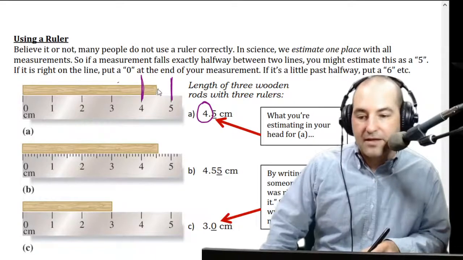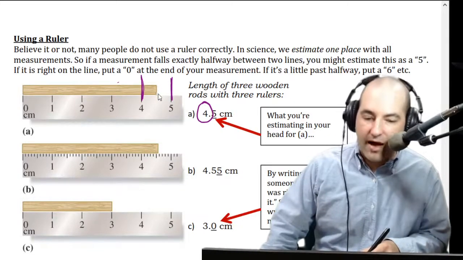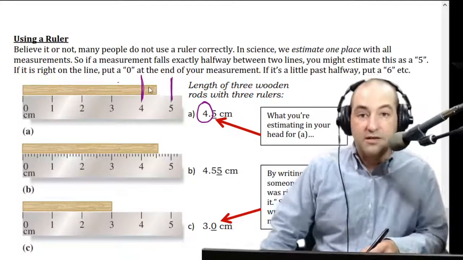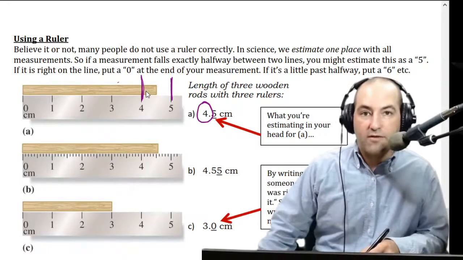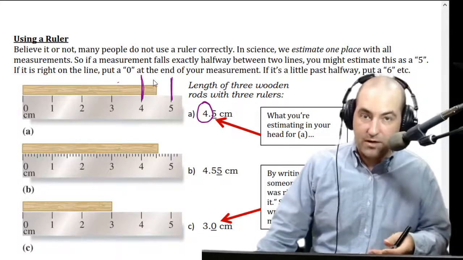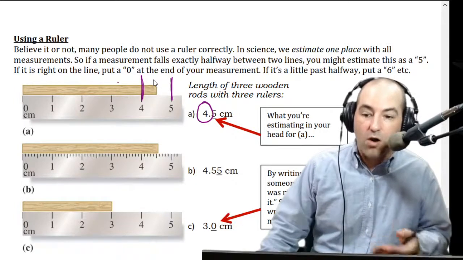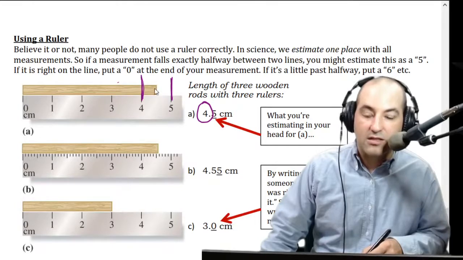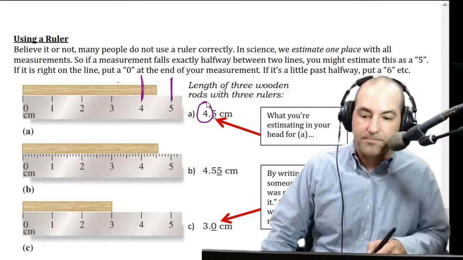So I'm looking at this and I might say, yeah, that looks about halfway. So let's call that 4.5. And if you saw that a little bit differently and you saw it as 4.4 or maybe 4.6, that's okay, because that's an estimate. And that's kind of what we're saying. We don't know based on our ruler what exactly that is for that next digit. So that's an estimated digit.